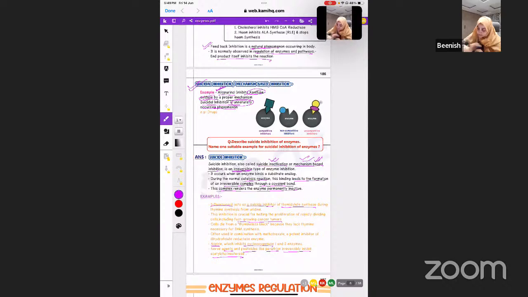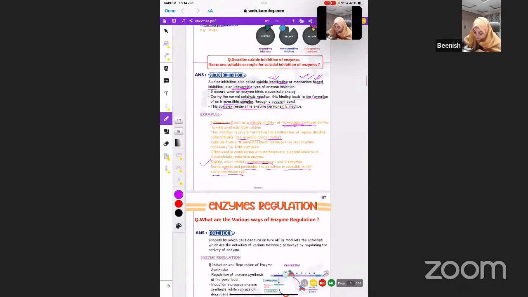And then apart from that, we have other examples as well, like your 5-fluorouracil. It acts as a suicide inhibitor for thymidylate synthase, which is used in cancer treatment, then your aspirin, which inhibits cyclooxygenase. So these are some other examples of suicide inhibition.